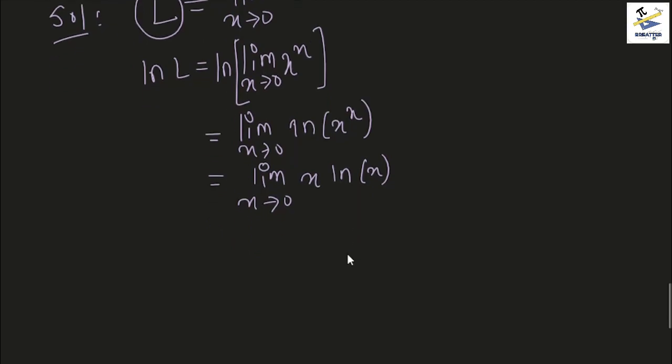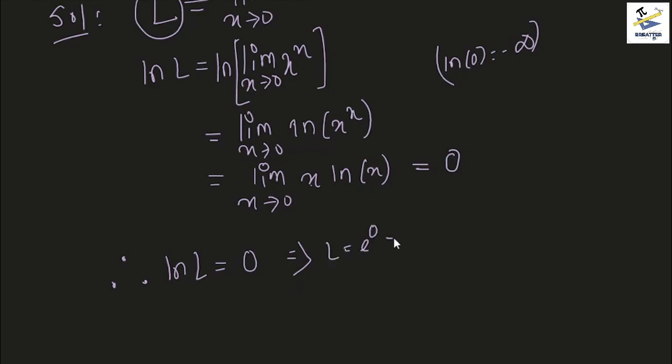Now x log x can be evaluated, and it evaluates to 0. There are multiple ways we can go about it, but right now we can just take for granted that this is 0. You can think of it this way: x moves to 0 much faster than log x goes to infinity, because remember that log of 0 is minus infinity. So this becomes log of L equals 0, but we were interested in finding the value of L and not log of L, so L should be e to the power 0, which is 1.